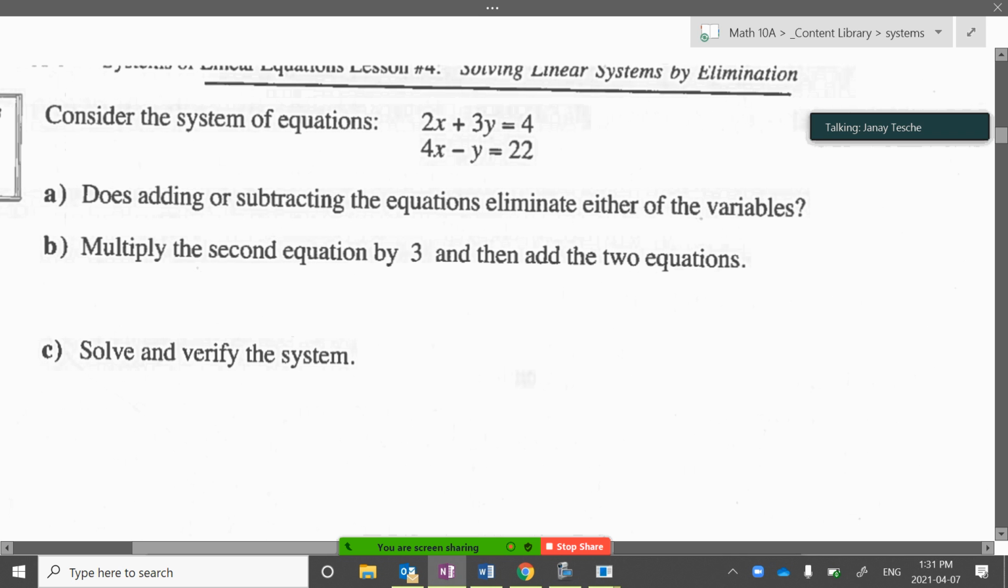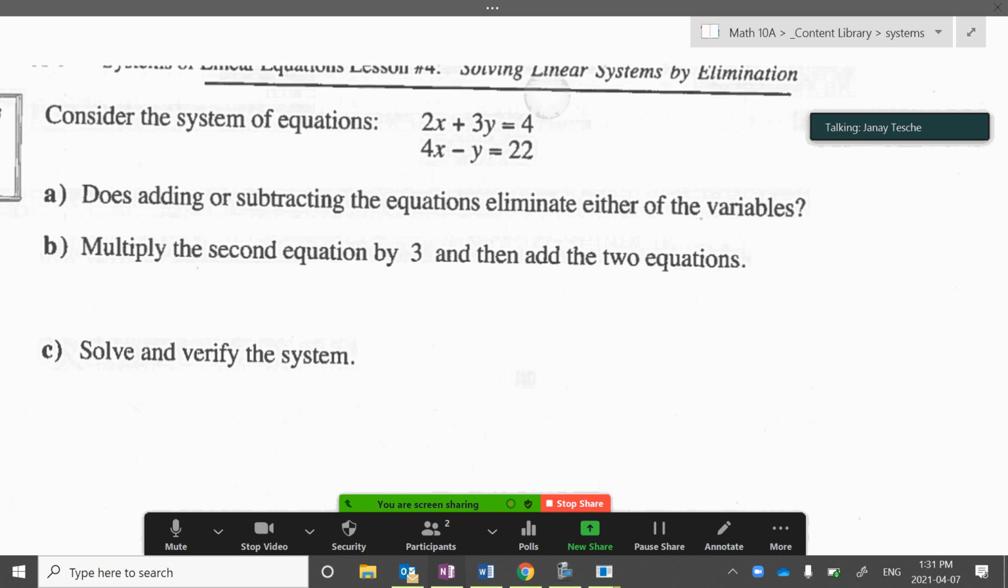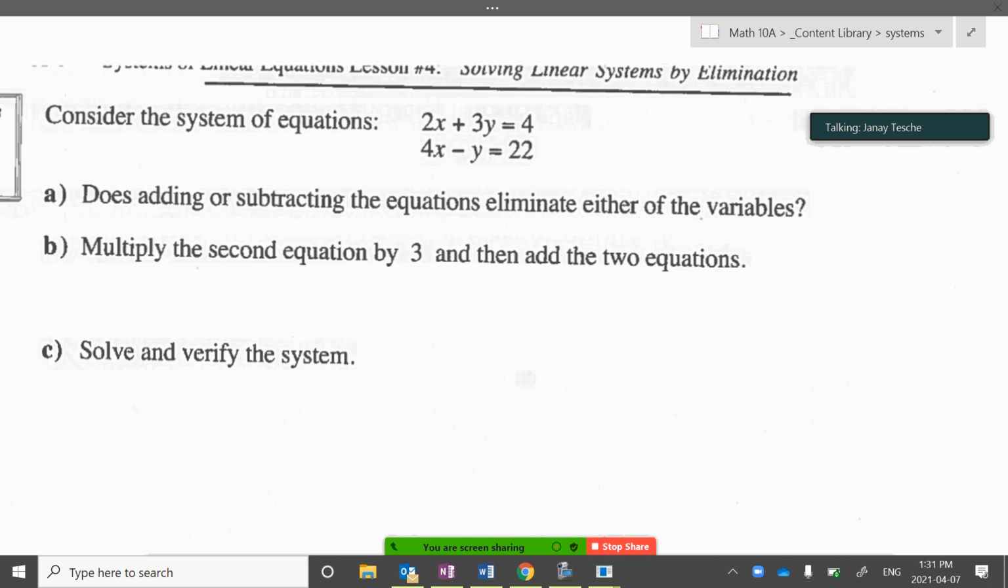Looking at this example here, our first step is making sure that we have the same coefficient on 2 variables. So that's not the case here, right? Because that's not the case, we have to make it so they are the same.